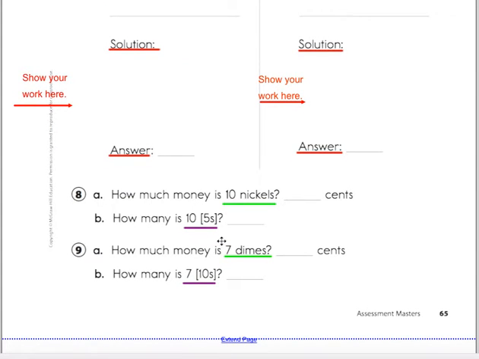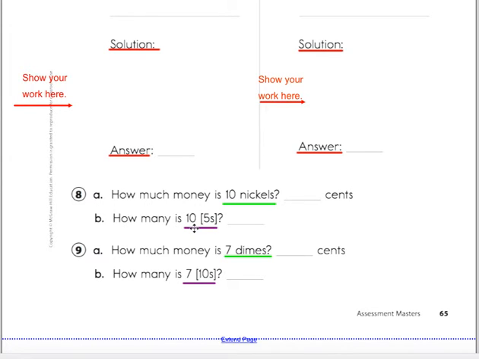Number 8. How much money is 10 nickels? Count 10 nickels. You know how much a nickel is worth, right? Get that in your head. Think about what we did yesterday. Now count 10 of those right here. Put your answer.